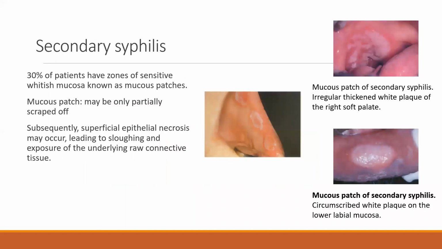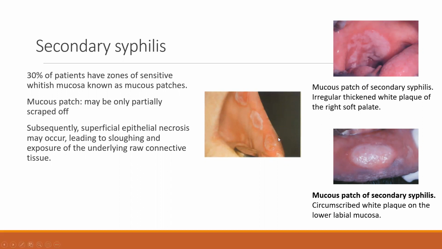The next infective agent which is responsible for forming scrapable white lesions is secondary syphilis. Syphilis can be, as you know, primary, secondary, tertiary, and many lesions can occur in each stage. Secondary syphilis can give rise to something called mucous patches, as you see in these pictures. This is not totally scrapable. It's partially scrapable because it undergoes epithelial necrosis as it ages, and this leads to sloughing of the top layer, and it leaves only raw underlying connective tissue.